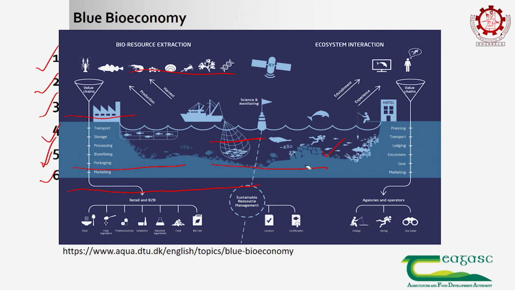So if you see this, this is the best image I could find to show how different types of blue economy are included. You see different types of value chains, different types of products formed. Then you have ICT, that is monitoring. Then you have the education system, and how different types of value chains are created. Fishing is also a recreational activity. Scuba diving, yeah. What else?